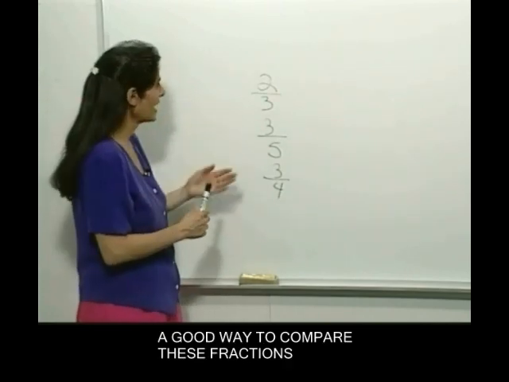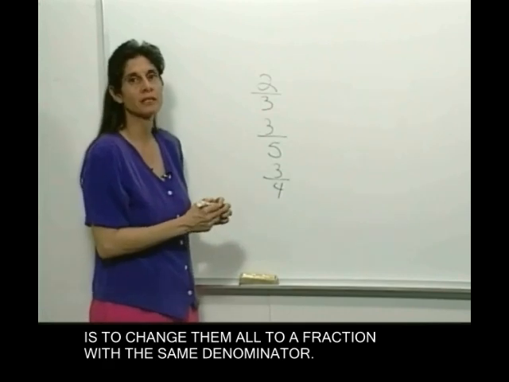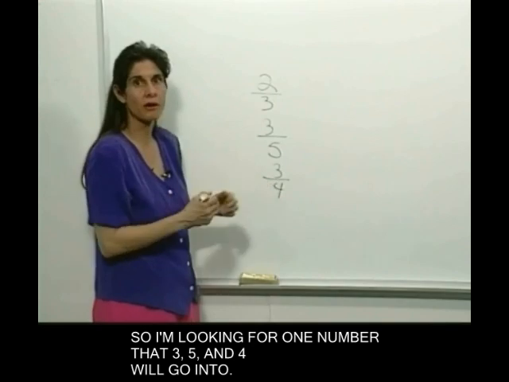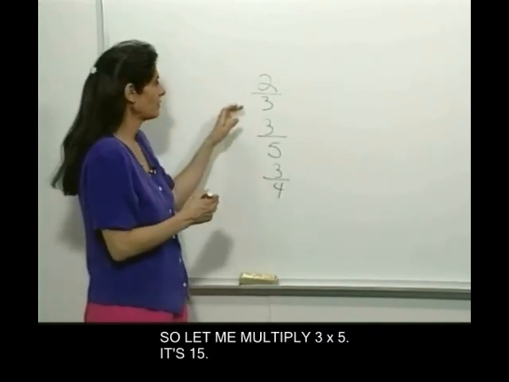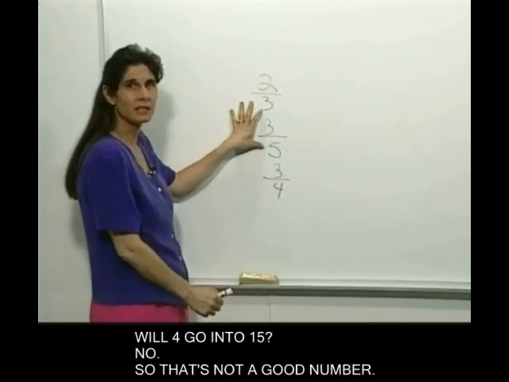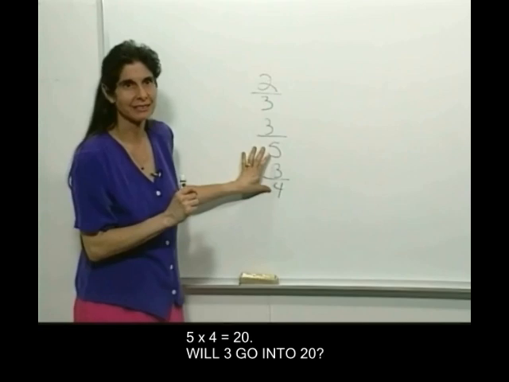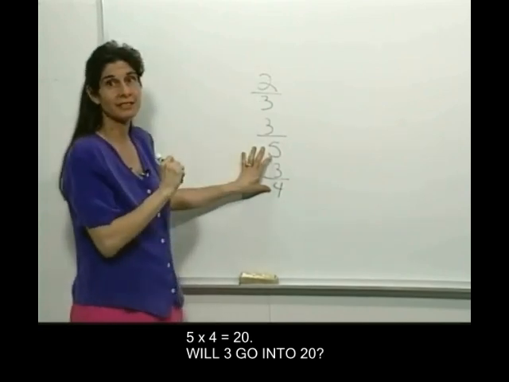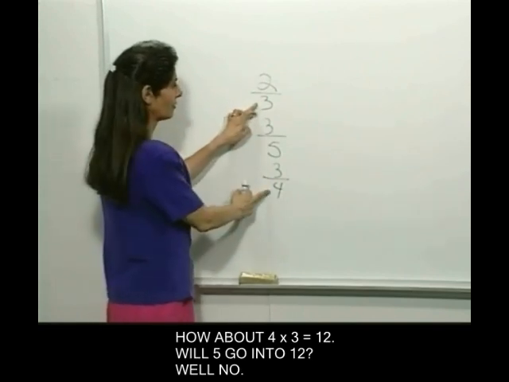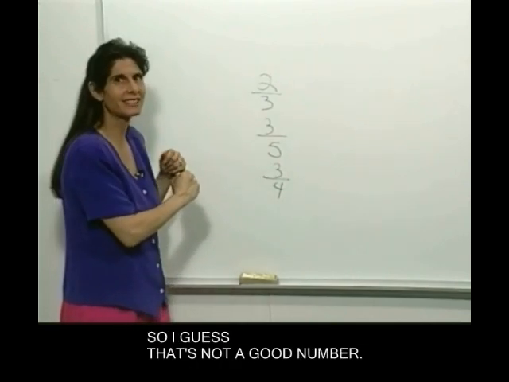A good way to compare these fractions is to change them to a fraction with the same denominator. So I'm looking for one number that 3, 5, and 4 will go into. So let me multiply 3 times 5. It's 15. Will 4 go into 15? No. So that's not a good number. 5 times 4 is 20. Will 3 go into 20? No, that's not a good number either. How about 4 times 3 is 12? Will 5 go into 12? Well, no. So I guess that's not a good number.